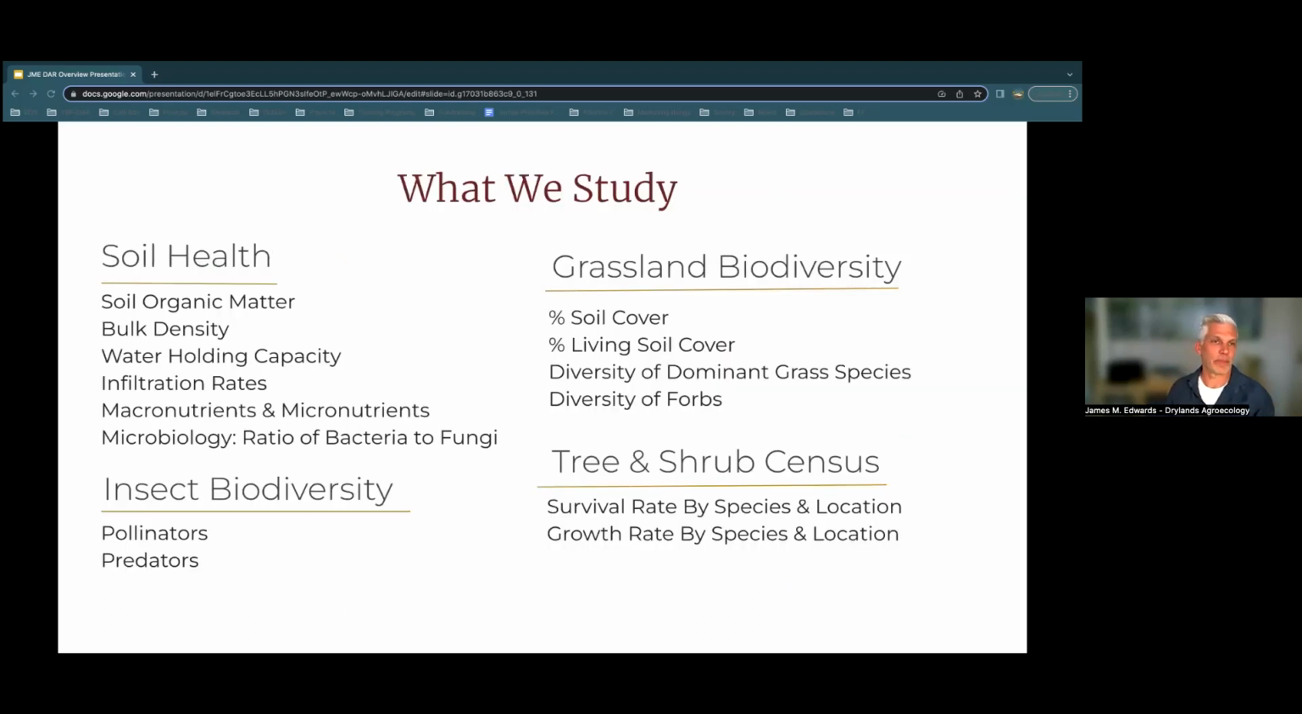So here's what we study. I'm not going to read this whole list, but in broad strokes, you can see we're looking at soil health. We're looking at grassland biodiversity with an emphasis on restoring the abundance and health of native species in the area. We're looking at insect biodiversity, and we are looking at the trees and shrubs that we ourselves are planting, but really tracking the survival rate and the growth rate. And again, I just want to emphasize that most of these are unirrigated or very sparsely irrigated, which is so incredibly important in our bioregion.